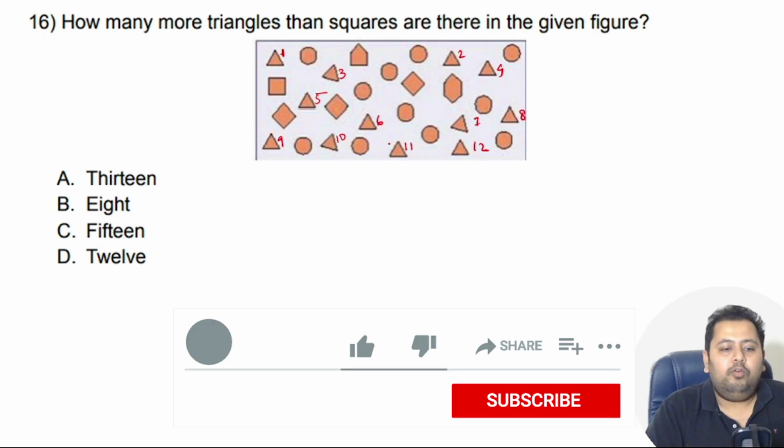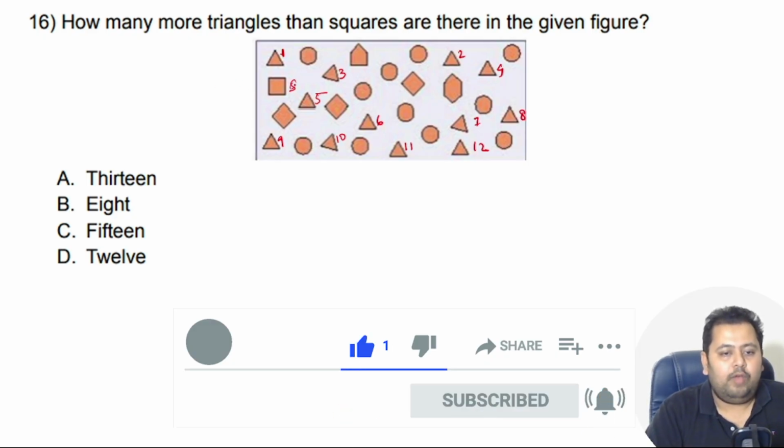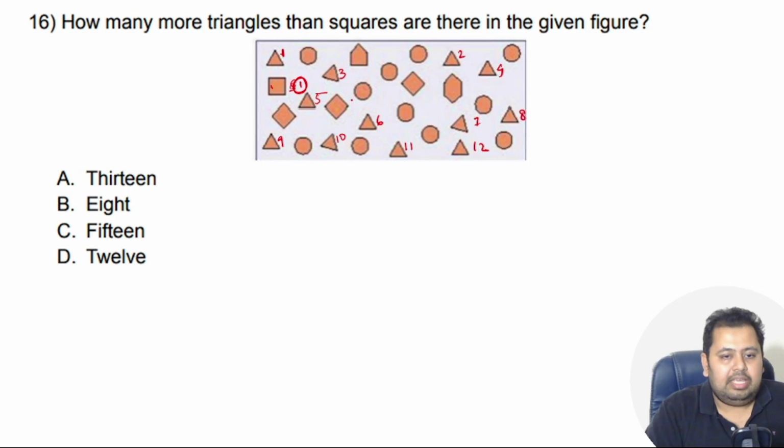Now we have to find out how many squares there are. This is square number 1, so let's circle this one. Then we have square number 2 here, square number 3 here, and this is square number 4 here. Yeah, I think there are 4 squares, right?